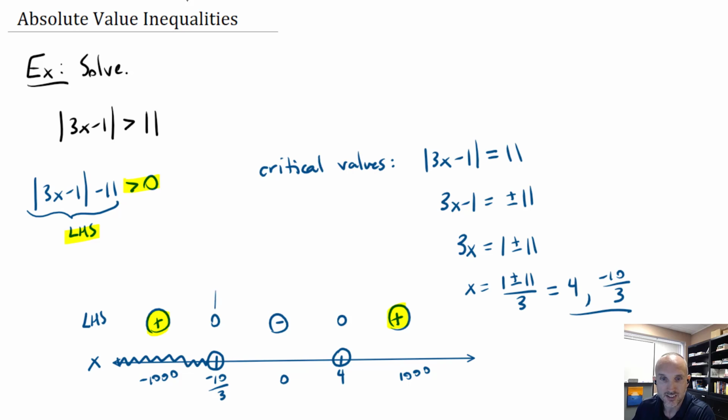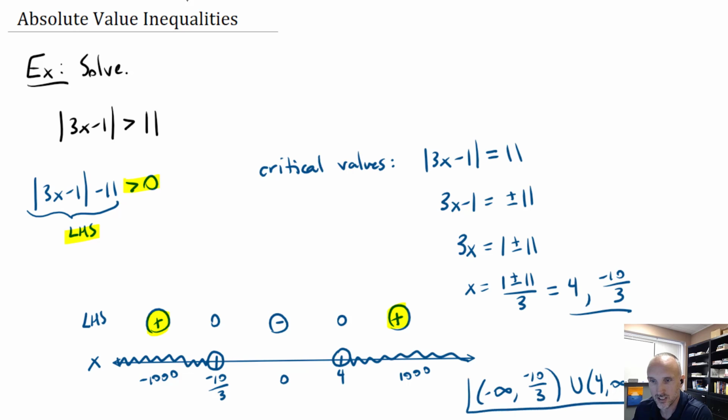Now, 0 is not greater than 0, so I'm not shading my endpoints here. They're not included because they don't make the inequality true. But everything in the intervals makes it true. So the solution is negative infinity to negative 10 thirds union 4 to infinity.